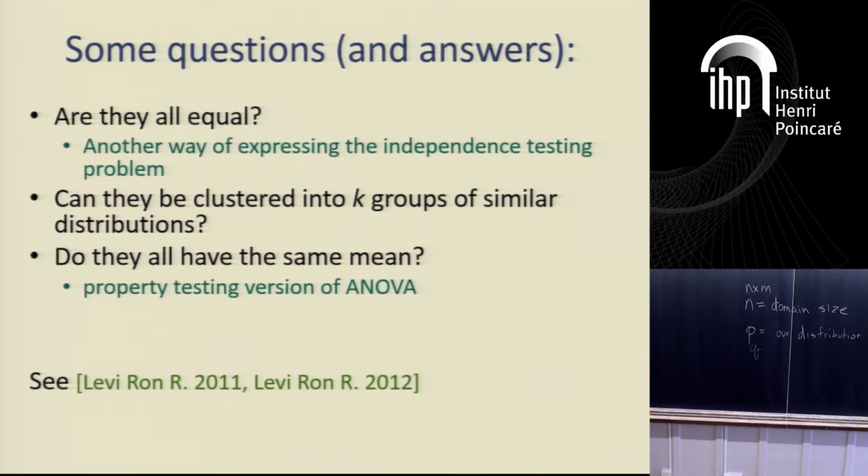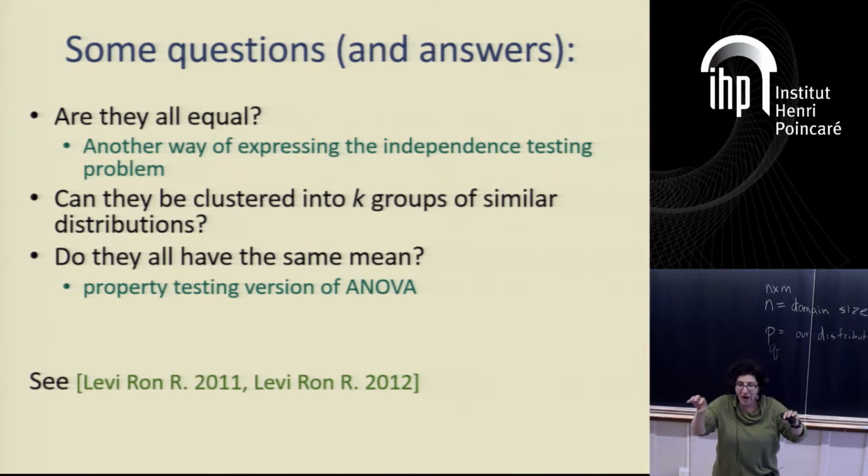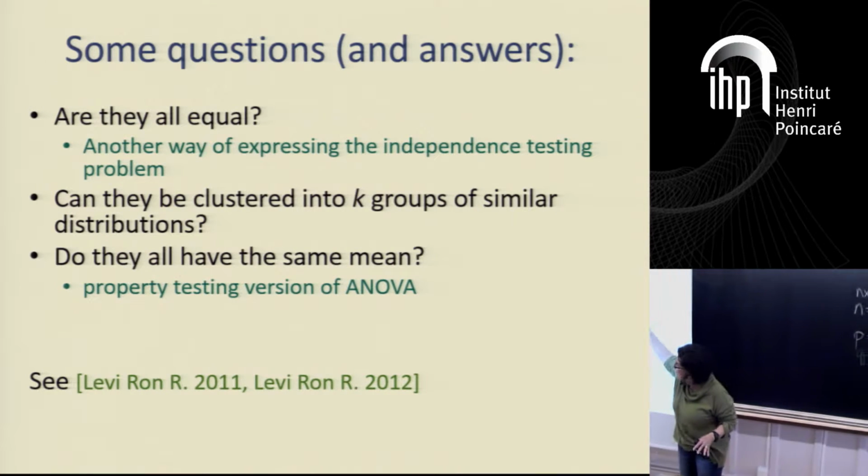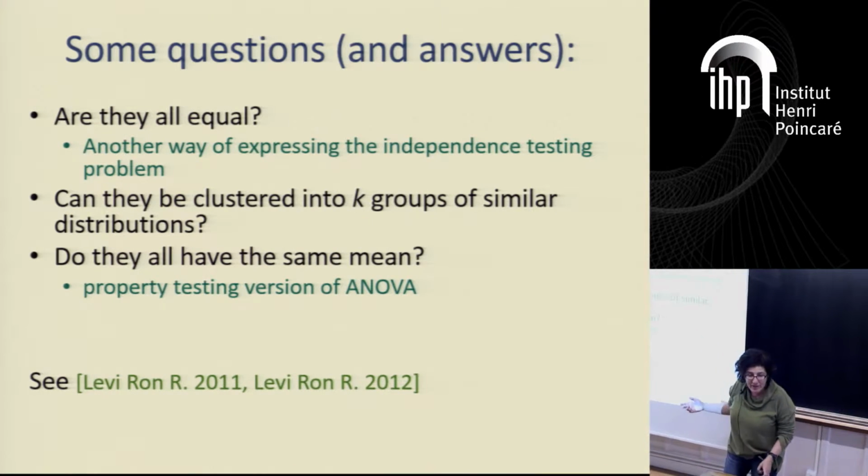You might ask, can the distributions be clustered into k groups where all the distributions in each cluster are similar? So it's sort of a clustering problem on distributions, which is a little different too. We looked at this. We only made progress in the case where k equals 1, which is kind of depressing. There are a lot of big open questions here.